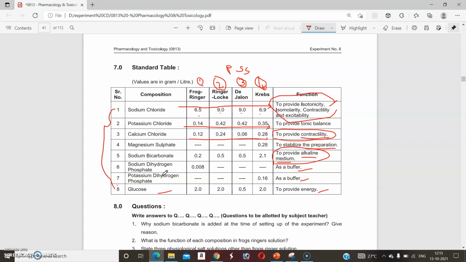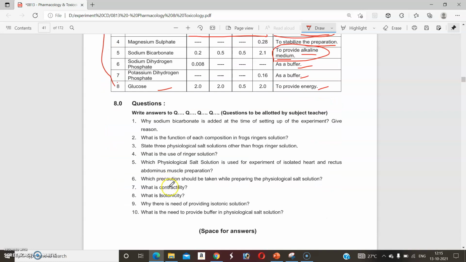I hope you cleared all your doubts. So these are the different questions. You should listen again and again to this experiment, this video, and complete all these questions in your workbook. So I hope you understand this experiment number 6.